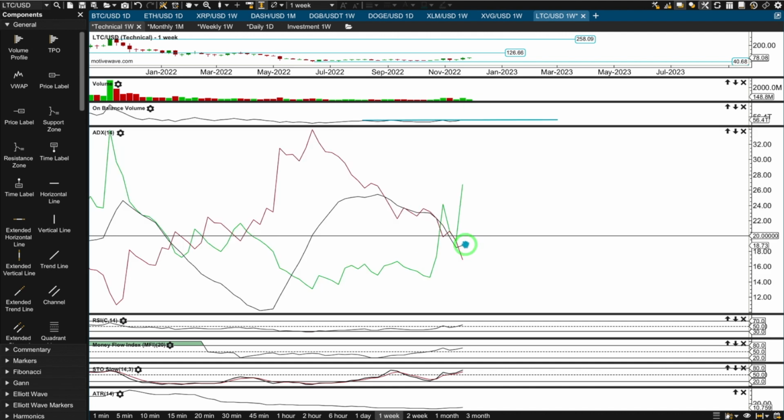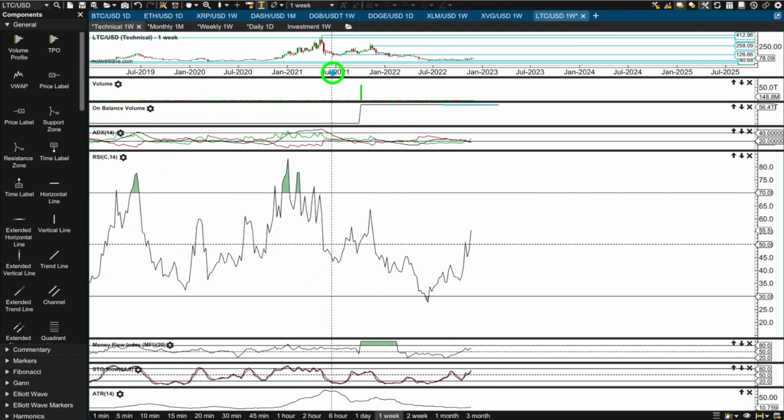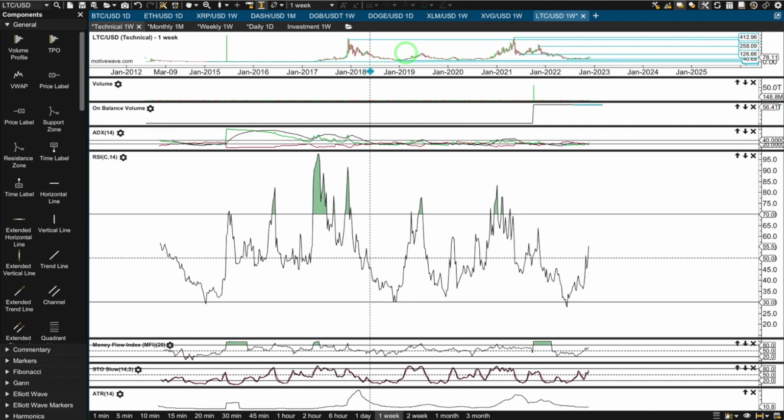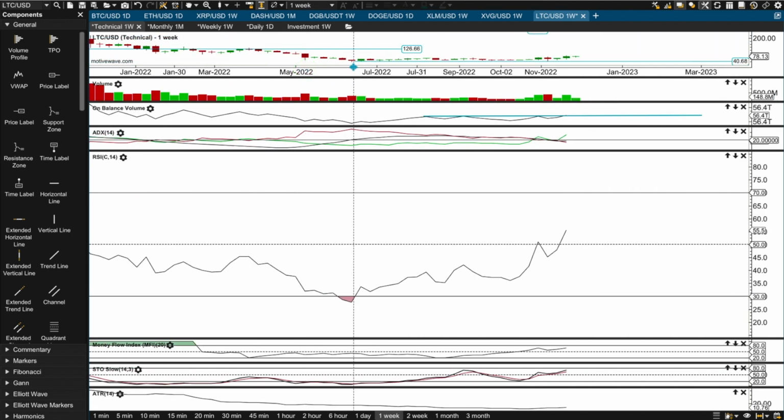ADX is increasing. It is above 15. The positive DX line is above the negative. There is an upward trend. RSI is in neutral territory. It reached oversold at the weekly chart level at the last low. Has it done that before? No, it hasn't. That's the first time it's done that in Litecoin's price history. So that's very bullish.